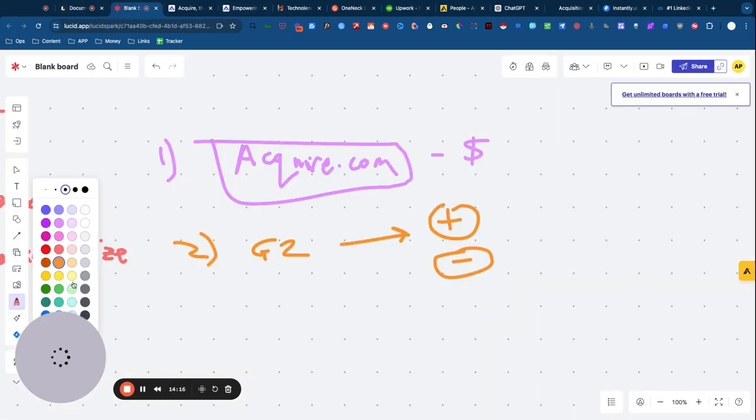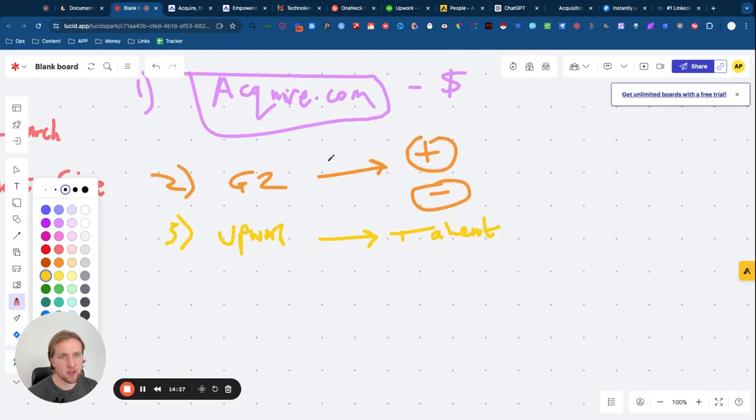So after Upwork, so number 3, we'll go in a different color here. Okay. We go to Upwork, and that's to find the talent pool. Okay. Talent. All right, and you want to look at pricing. Okay, that's pretty much pricing and experience and availability.